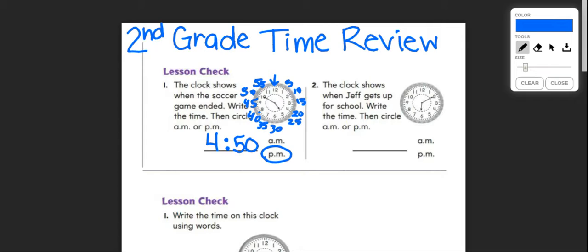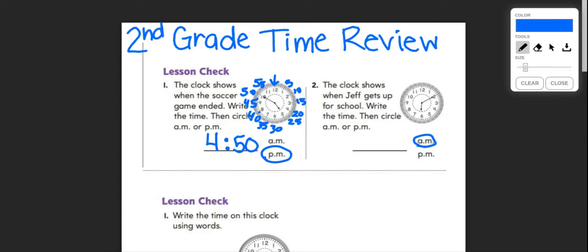All right, the next one. The clock shows when Jeff gets up for school. Write the time, then circle AM or PM. So if he's getting up for school, we're thinking about the morning. All right, and if we're talking about morning, we're talking about AM. So I'm going to circle AM to start with because we know we're talking about our morning times.